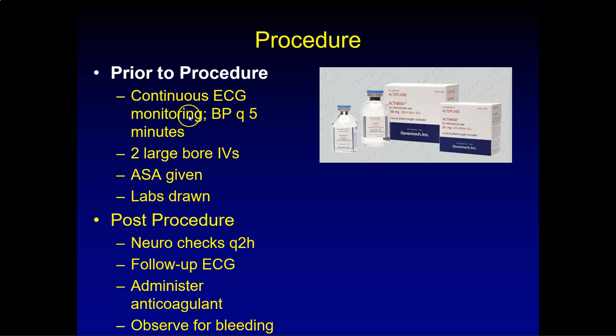Continuous ECG monitoring, blood pressure every 5 minutes, absolutely, because if there's any internal hemorrhaging, that's how we find it. Two large bore IVs, because if you need to call a code RBC or do rapid bolus administrations, at least an 18 gauge is preferable here. 20s do work though if you need them. Aspirin given, labs drawn, and then post procedure we're going to do neurochecks every 2 hours to check any status changes. We're doing follow up ECGs, administering anticoagulants, and observing for bleeding.